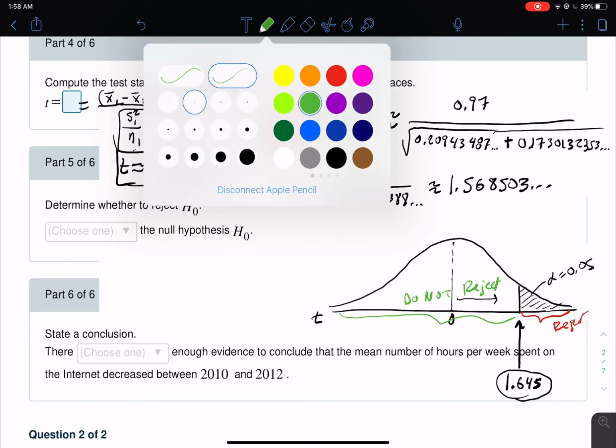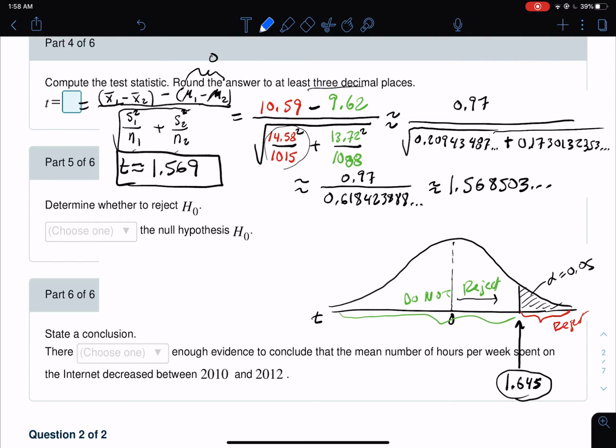So let's see where we end up. We calculated our test statistic, which looked at the difference of sample means and the sample standard deviations and turned it into this t-score. So where does that go? 1.56 is definitely less than 1.6, so it ends up somewhere around there. We take this and plot it right there, which is clearly in the do not reject region. So state the conclusion. Oh, nope, here, sorry. Determine whether to reject. Do not.